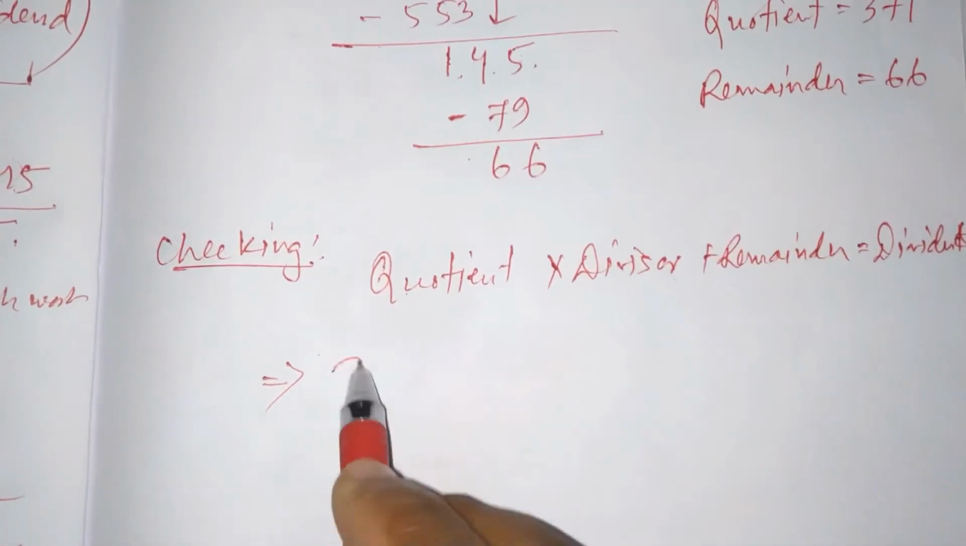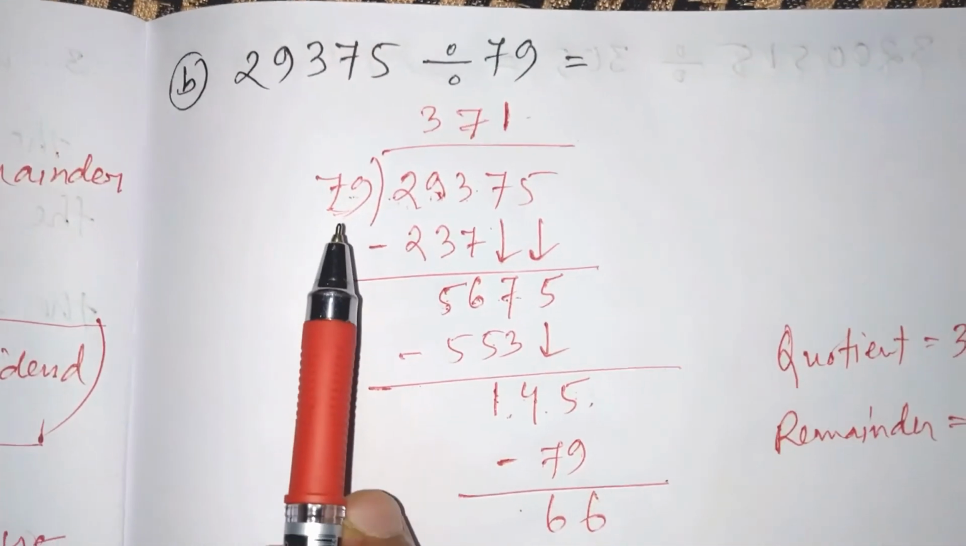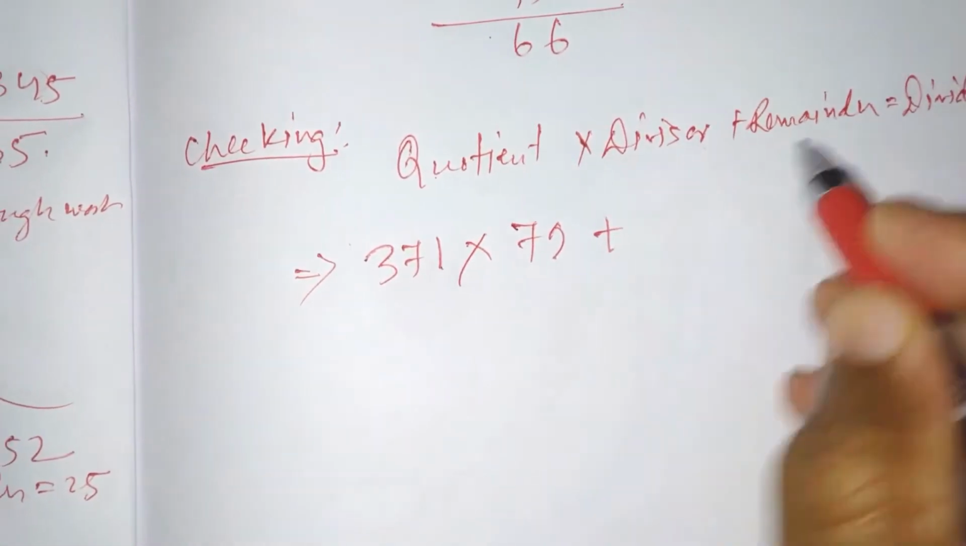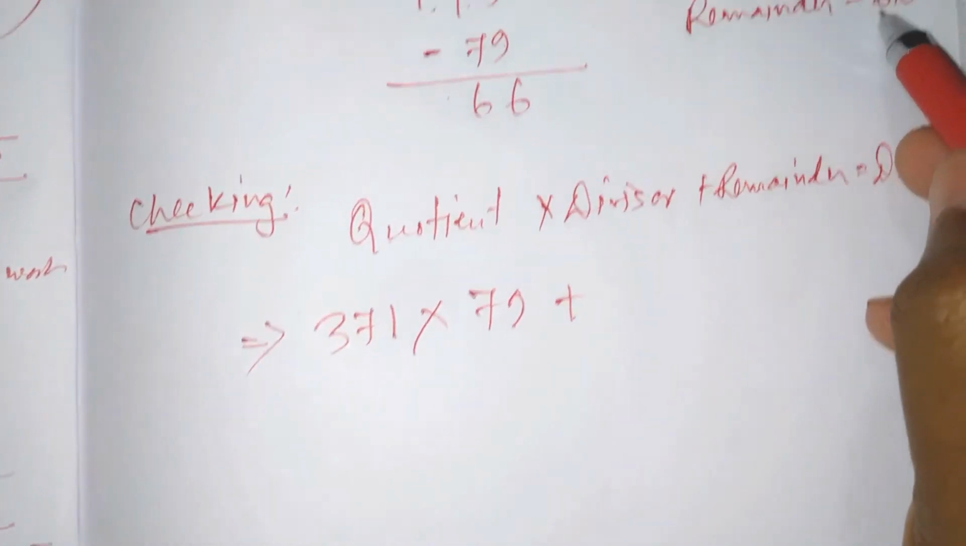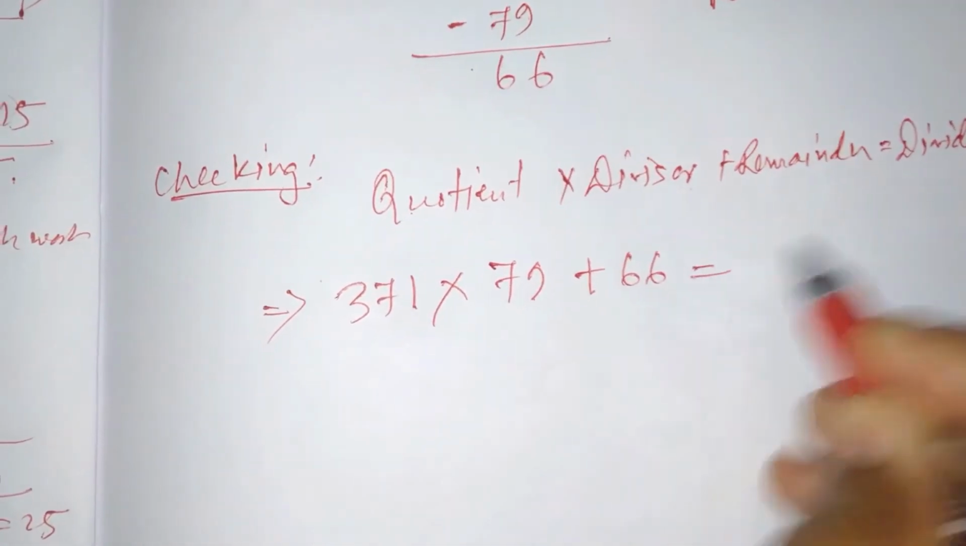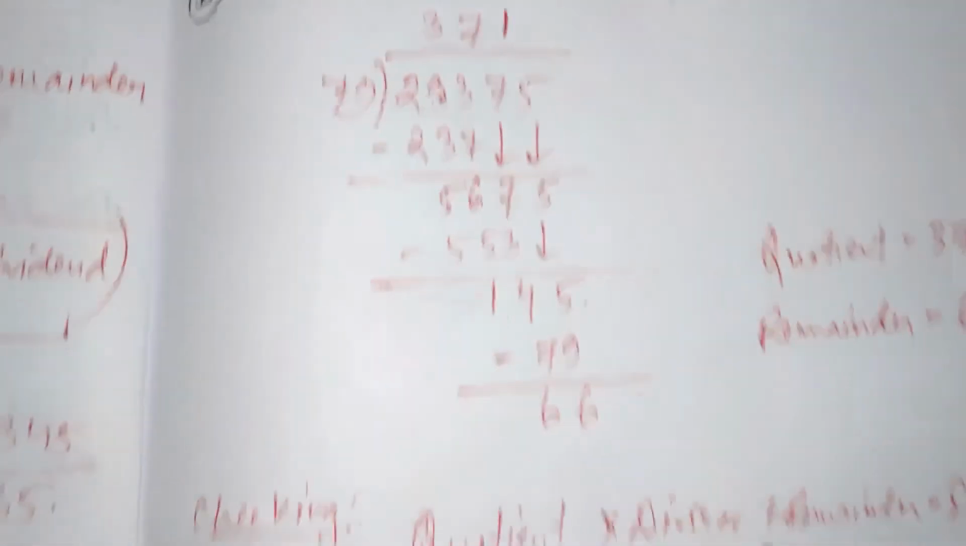So it will be 371 into, you have divisor. Divisor is how much? Divisor is 79, okay, 79. Then you have plus, then remainder. Remainder is 66, as you can see here, 66. I'll write 66 equal to dividend. Dividend is how much? This 29375.